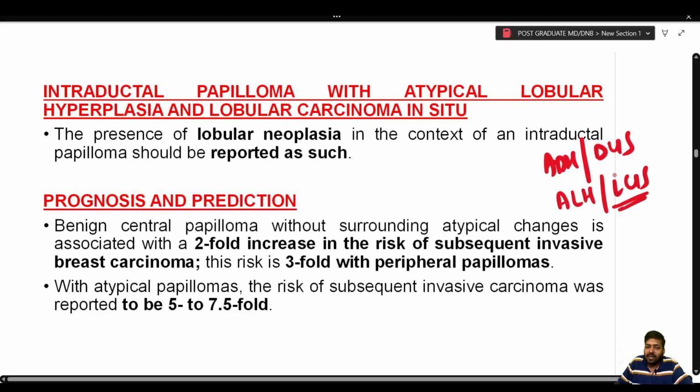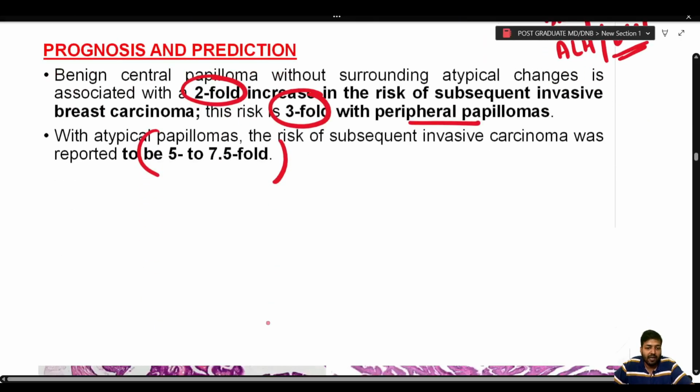So, what is the prognosis and prediction? Benign central papilloma without surrounding atypical change is associated with a twofold increase in the risk of subsequent invasive breast carcinoma. This risk is threefold with peripheral papillomas. With atypical papilloma, the risk of subsequent invasive carcinoma was around 5 to 7.5 fold. So you have to know the prognosis and the relative risk of subsequent carcinoma that can occur.